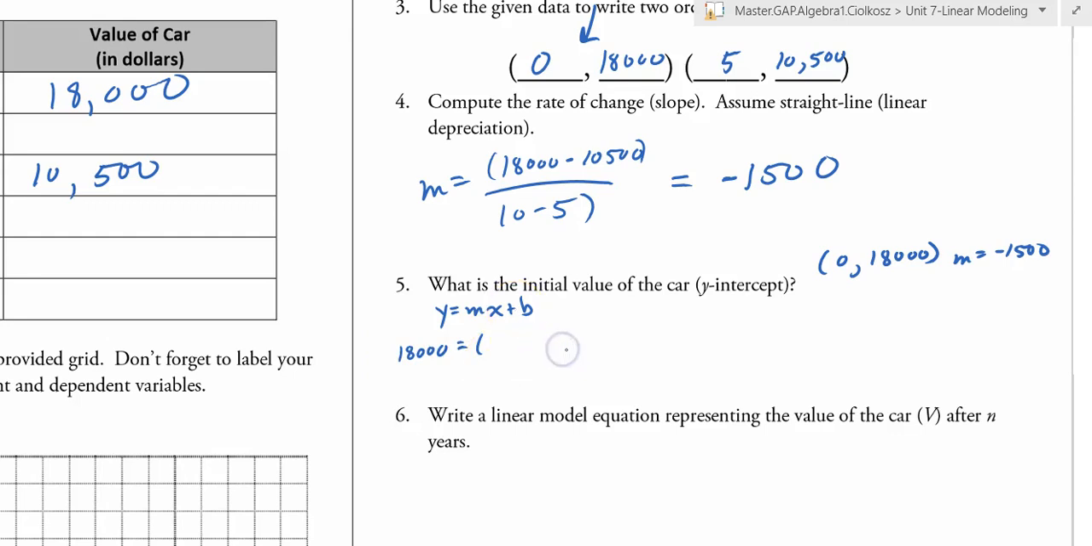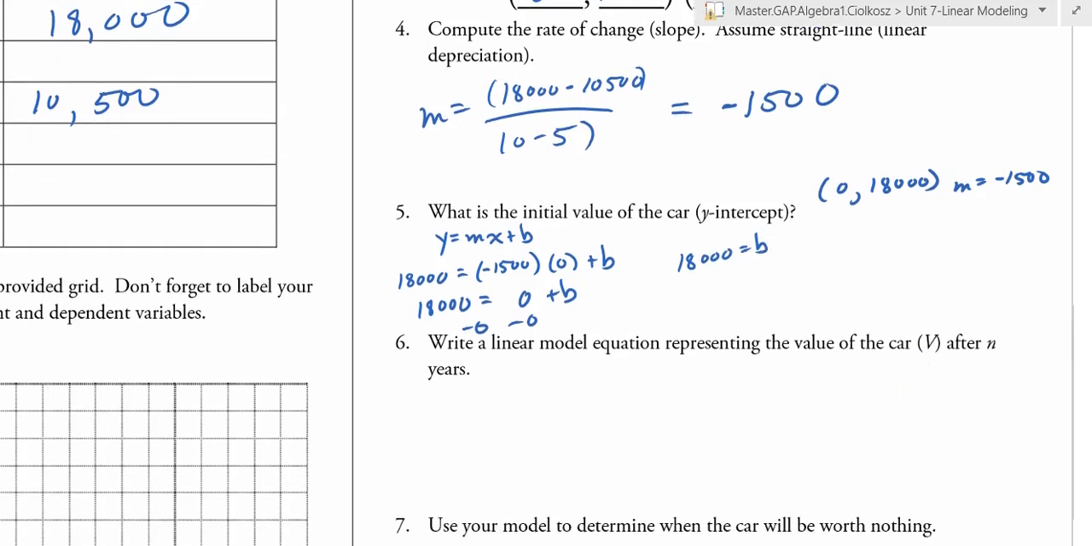Oops, my m was negative 1500. x is 0. So 18,000 is going to be our b. So this linear model, the value of the car v after n years would be v equals my slope, negative 1500, times n, after n years, plus that initial value of 18,000.